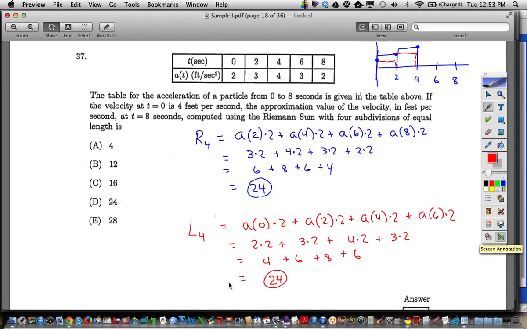Write it out. I mean, you don't have to write every step of the way as you do it, but there it is. Comes out to 24. So you circle D and you go on your merry way. Right? Wrong.